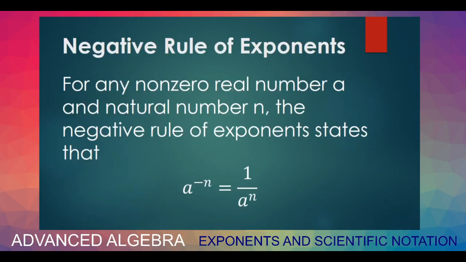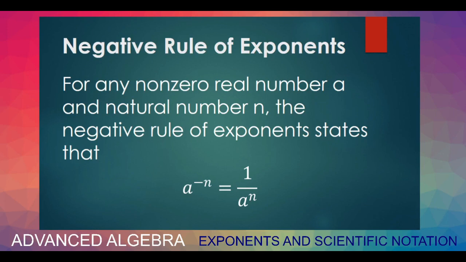Okay, so negative rule of exponent naman tayo. For any non-zero real number a, and natural number n, the negative rule of exponent states that a to the negative n is equals to 1 over a to the n power. Yung n natin daw dyan ay natural number. Ibig sabihin, positive whole number siya. Hindi kasama si 0.